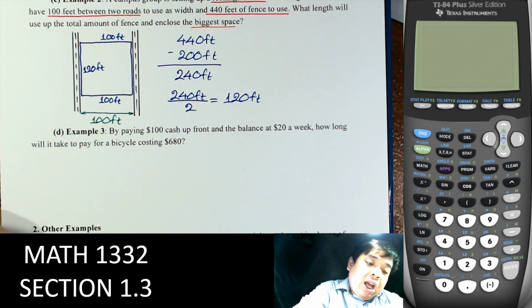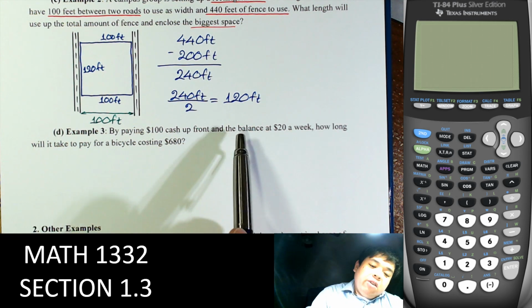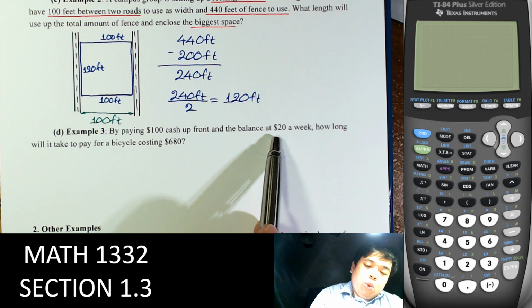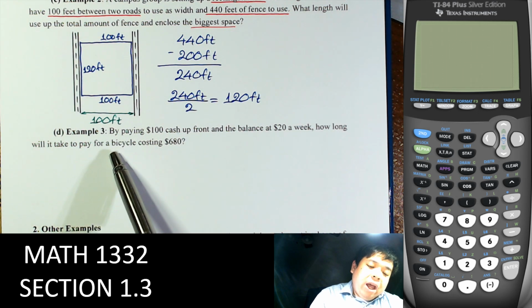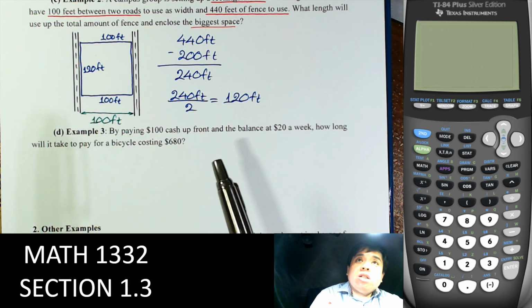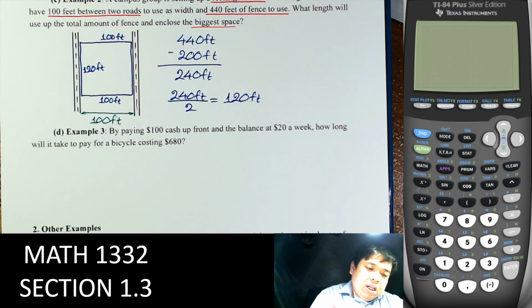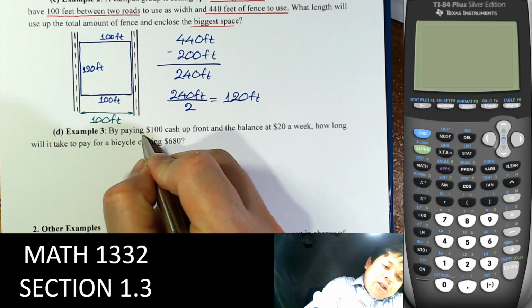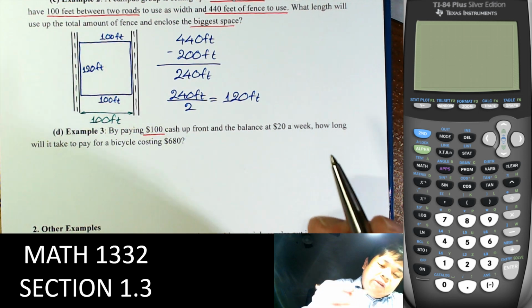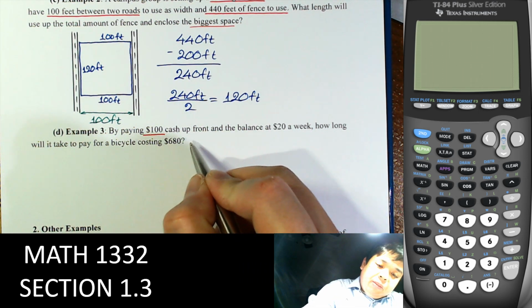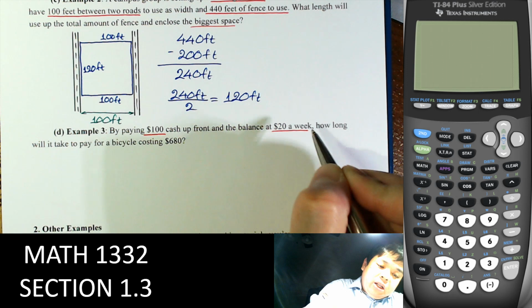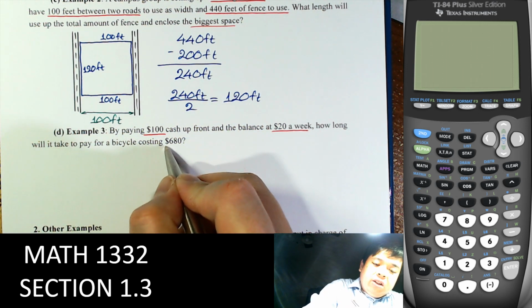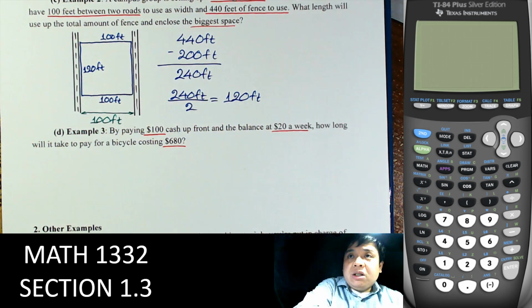Next: by paying $100 cash upfront and a balance of $20 a week, how long will it take to pay off a bicycle costing $680? So once again, highlight the important things. $100 cash upfront, $20 a week, and the payoff total of $680.